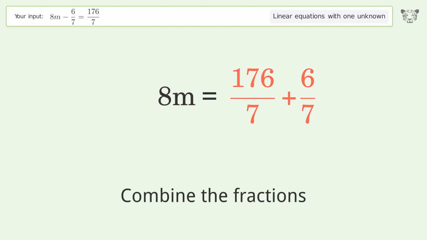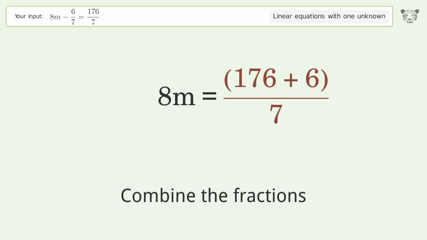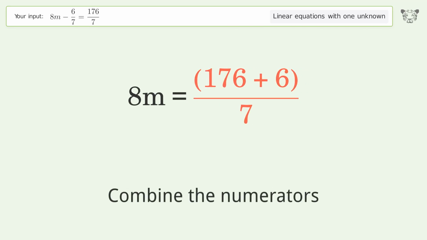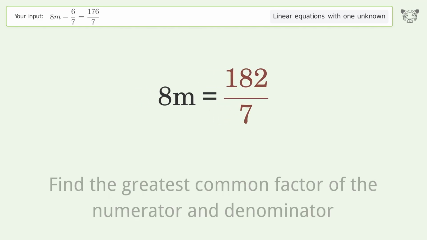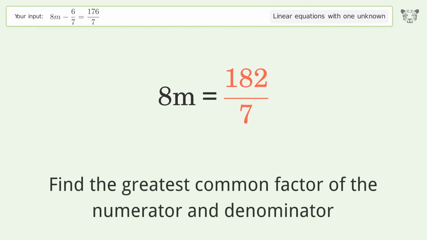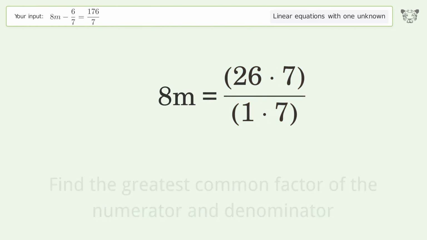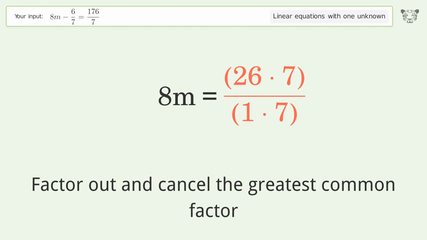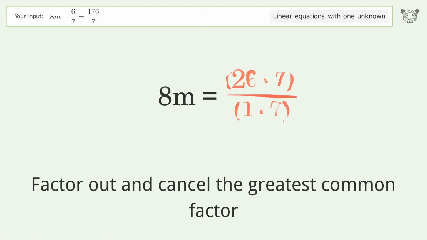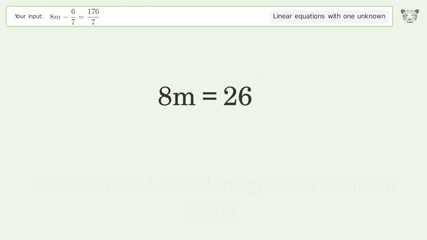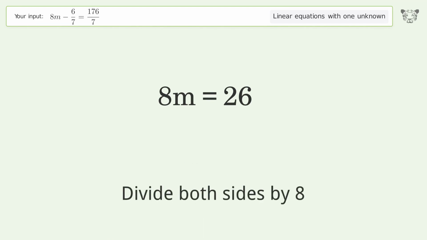Combine the fractions. Combine the numerators. Find the greatest common factor of the numerator and denominator. Factor out and cancel the greatest common factor. Isolate the m. Divide both sides by 8.